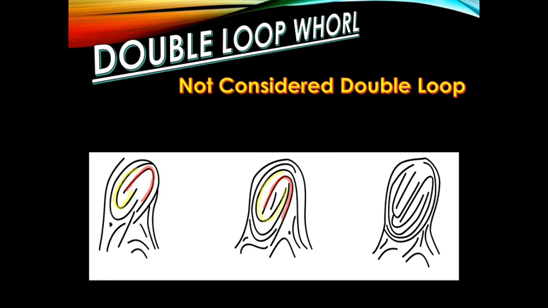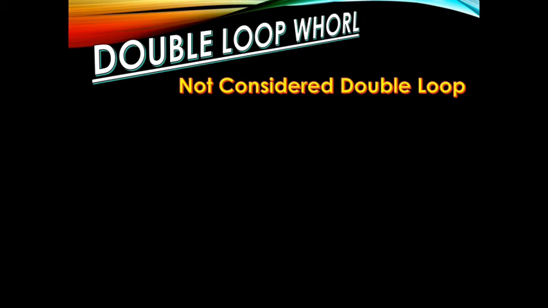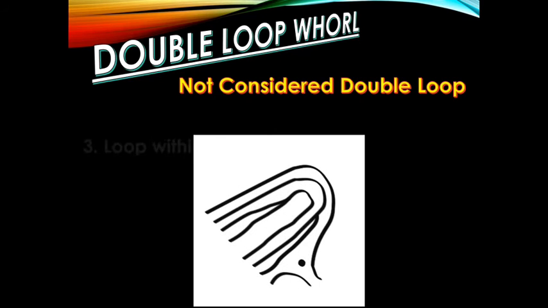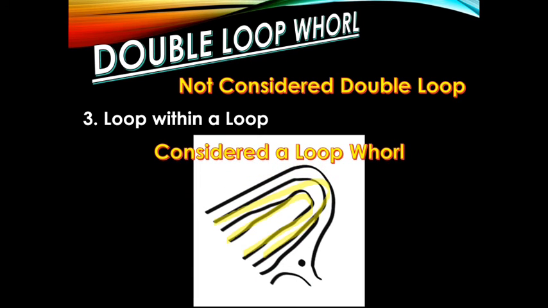Another example is this type. It is considered as the interlocking type. The two loops interlock with one another, and this is also considered a plain whorl. And the last example is this, a loop within a loop. If you observe this loop pattern, this loop is within another loop. This is again considered a plain whorl and not a double loop whorl.